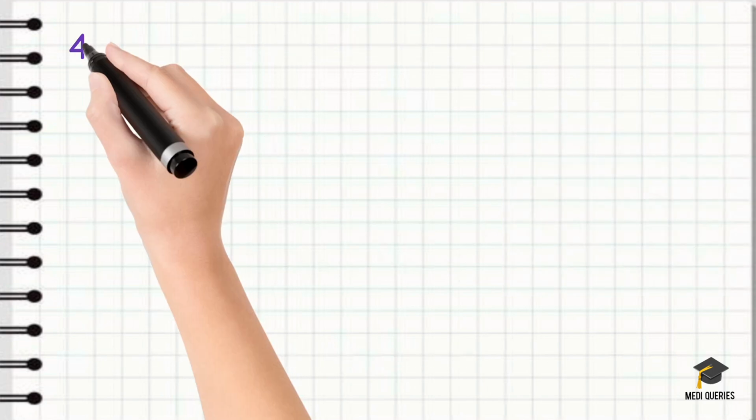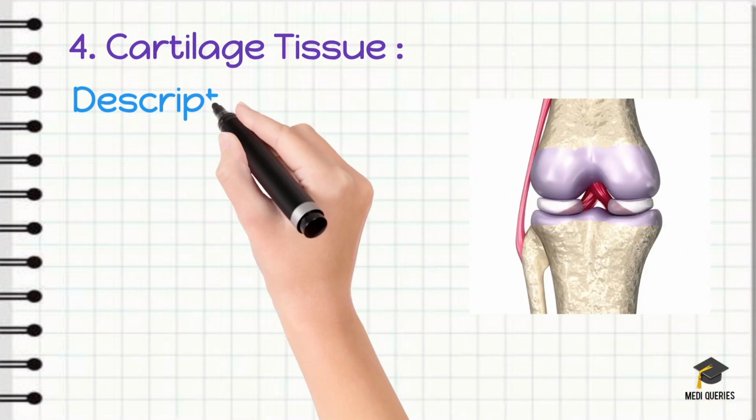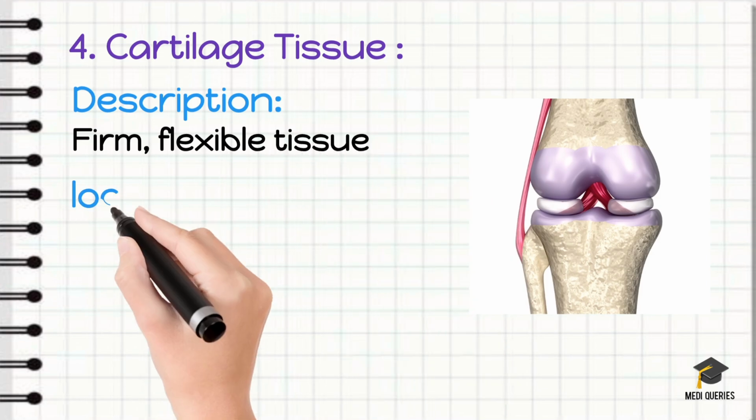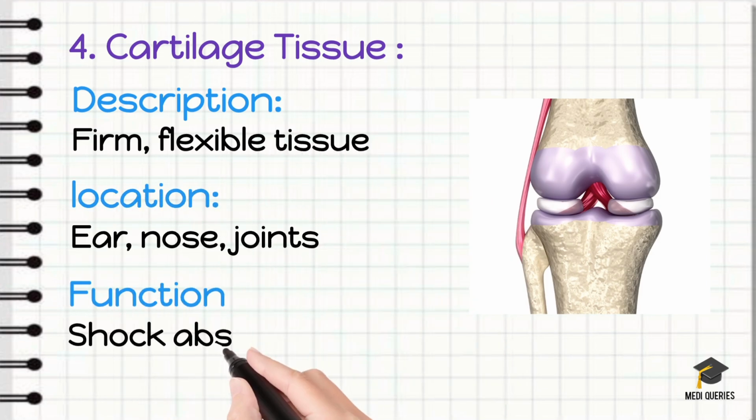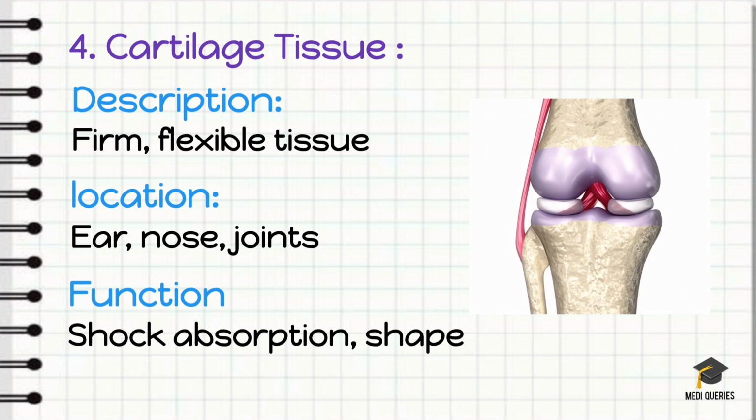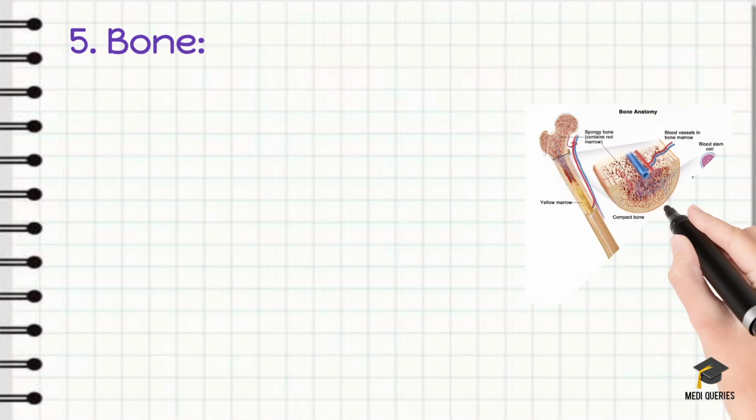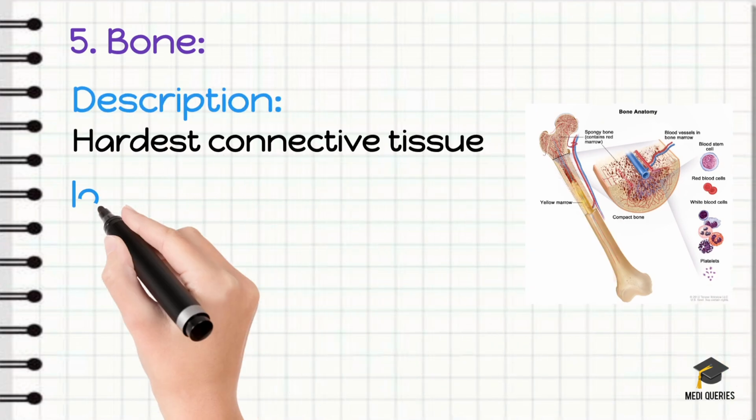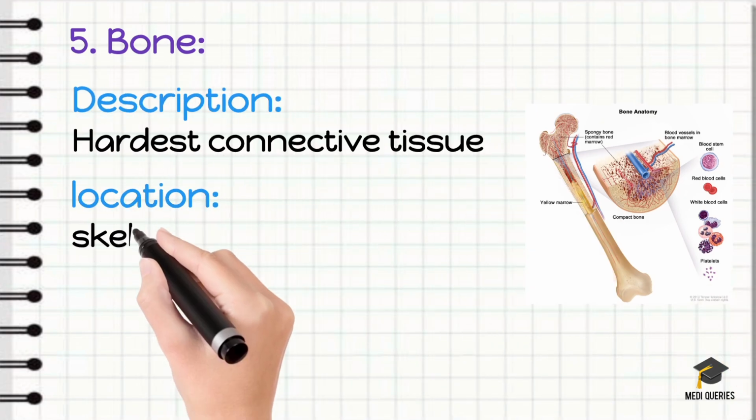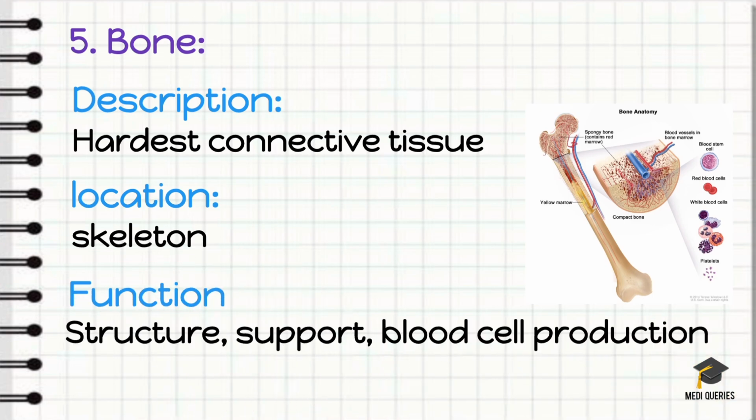Okay, and next one is the cartilage. So it is a firm and flexible tissue which is mainly located in the ears, nose and the joints. The main function of this tissue is shock absorption and shape. Okay, and next one is the bone. So bone is also a tissue, that is the hardest connective tissue which is mainly located in the skeleton, and which gives structure, support and blood cell protection.